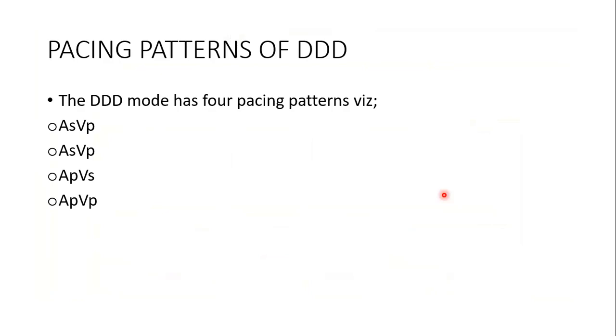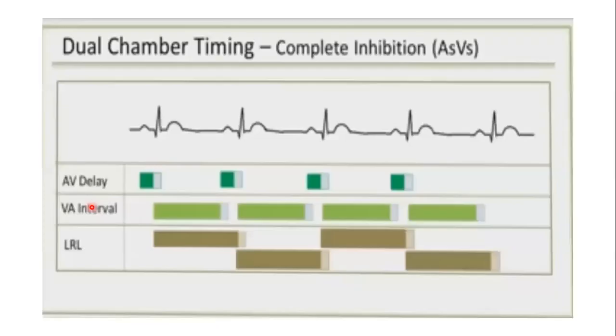So the pacing pattern of a dual chamber mode, particularly the DDD mode, has four patterns. First, the atrium is sensed and the ventricle is sensed. The second is the atrium is sensed and the ventricle is paced. The third is the atrium is paced and the ventricle is sensed. And the fourth pattern that happens in a dual chamber DDD pacemaker is that the atrium can be paced and the ventricle can also be paced. So this is an example of an atrial sense and a ventricular sense.